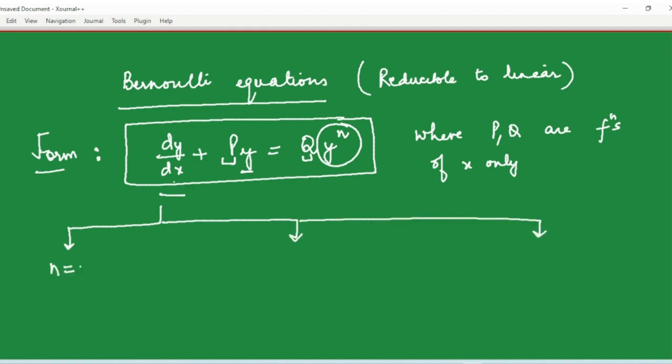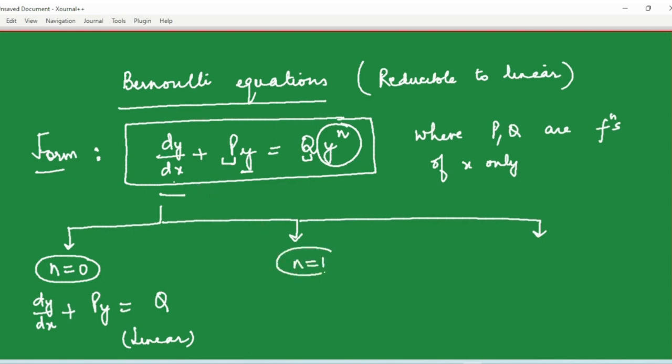If we take n to be 0 in this differential equation, then this differential equation is going to take the form dy by dx plus py equal to q, since y to power 0 happens to be 1. So this differential equation takes the form of a linear differential equation only, which we know how to solve using the technique that we had learned in the previous video. So n equal to 0 gives us linear differential equation directly.